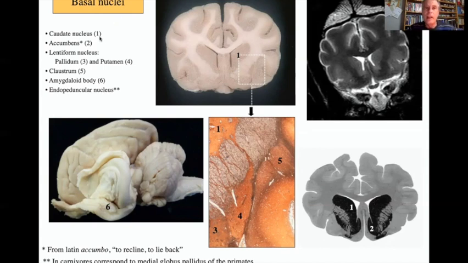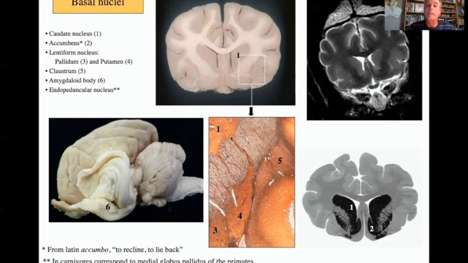So the basal nuclei are the caudate nucleus. Here, this is the caudate nucleus on an MRI here as well, right? Or here, okay. The accumbens is this part here, located in the rostromedial portion of the caudate nucleus, in very close relation with the telencephalic septum. Here it is very easy to identify the accumbens. The lentiform nucleus is formed by the pallidum and the putamen.